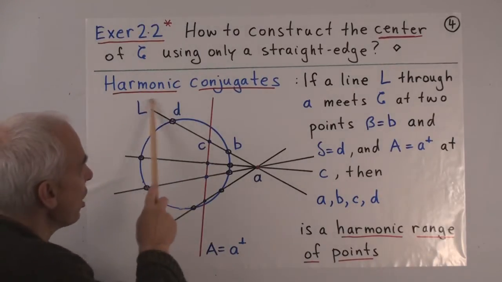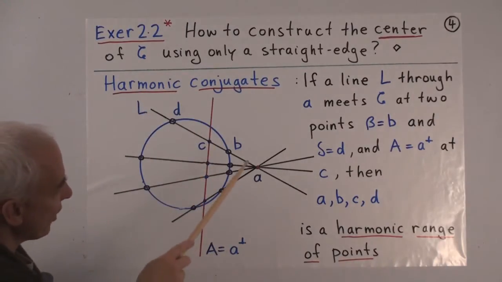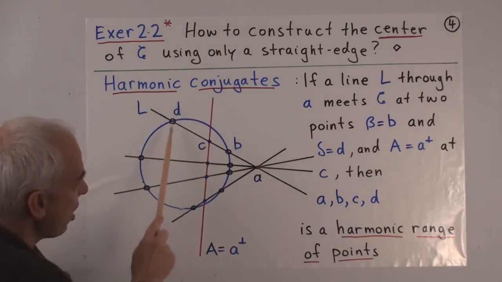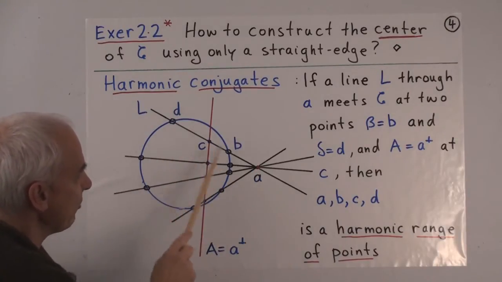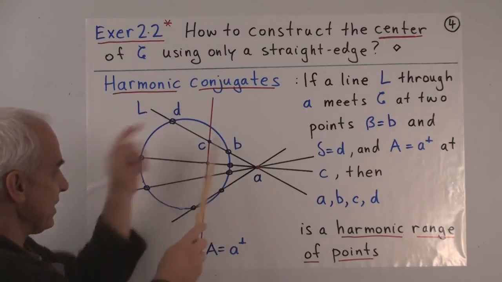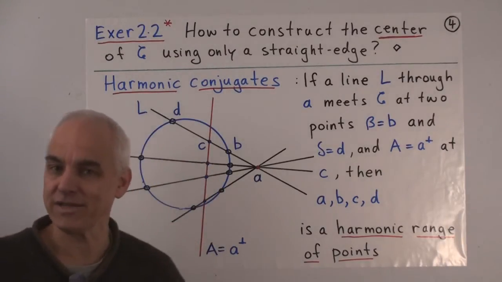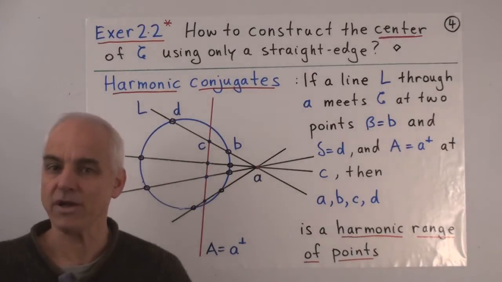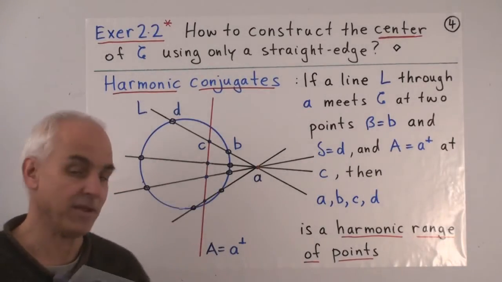And the notion of harmonic conjugates is saying that A and C are harmonic conjugates with respect to B and D. So when A and C divide B, D internally and externally in the same ratios, we say that they're harmonic conjugates with respect to B and D.